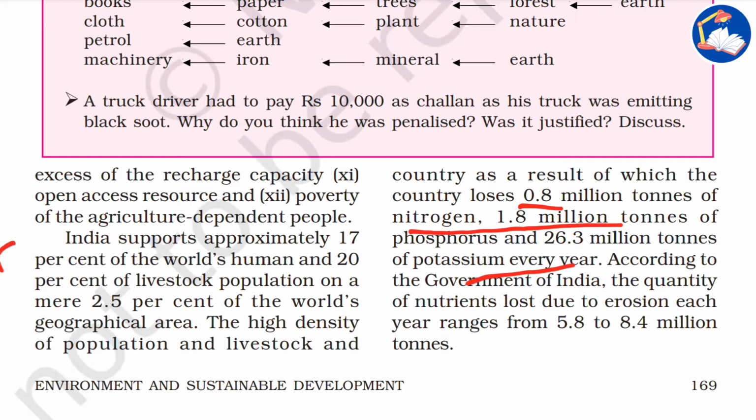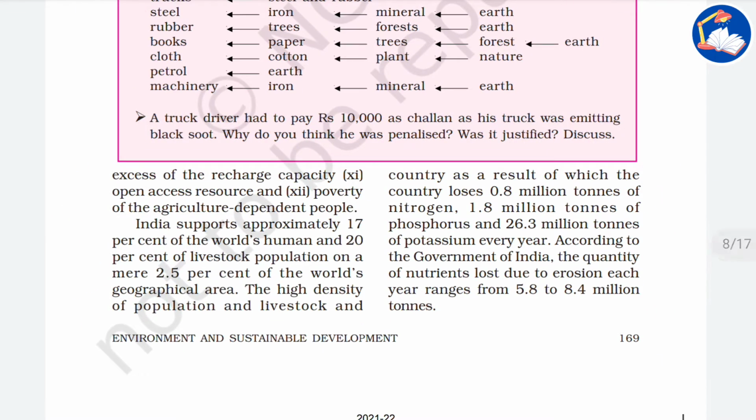And here also, in this paragraph, I missed this out. India supports approximately 17% of the world's human population and 20% of the livestock population in a mere 2.3% of the world's geographical area. This can lead to overexploitation and overutilization of the land.